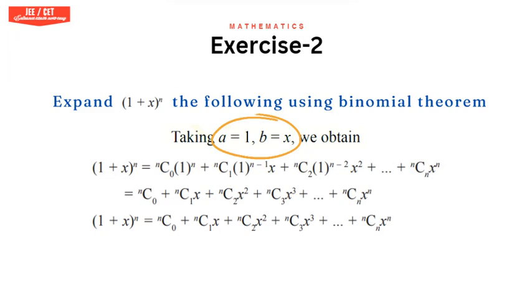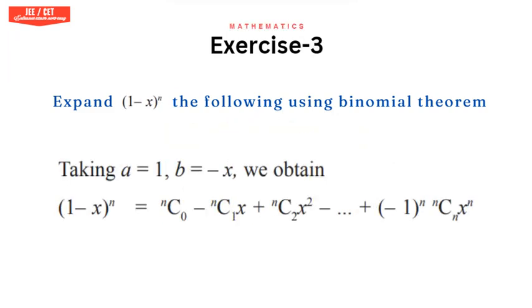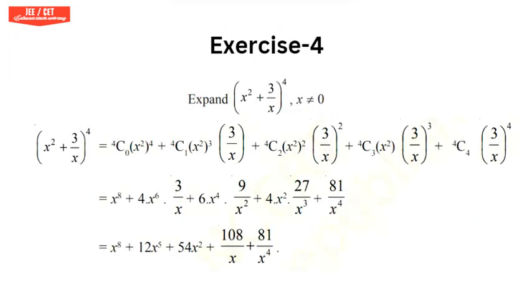In the second exercise, we are asked to expand (1 plus x) raised to n. The expanded form of the binomial expression (a plus b) raised to n is a general equation where a and b represent variables. To expand (1 plus x) raised to n, we have to substitute a equal to 1 and b equal to x. The third exercise is about expanding (1 minus x) raised to n. Like the previous exercise, we have to substitute a equal to 1 and b equal to minus x.